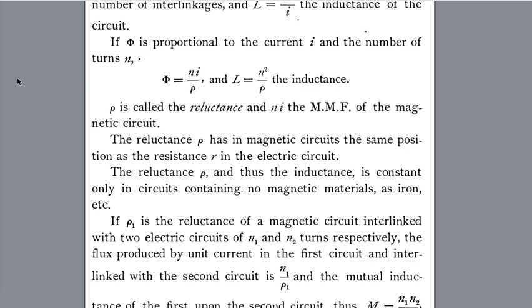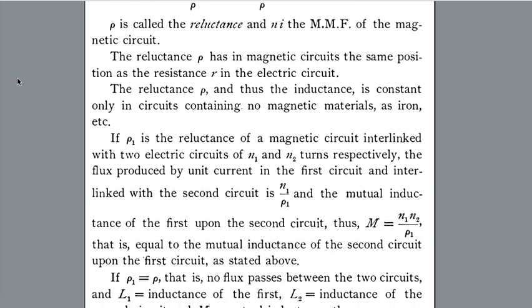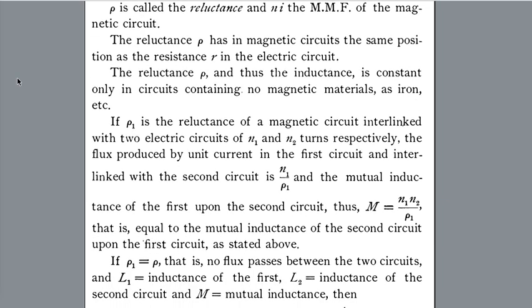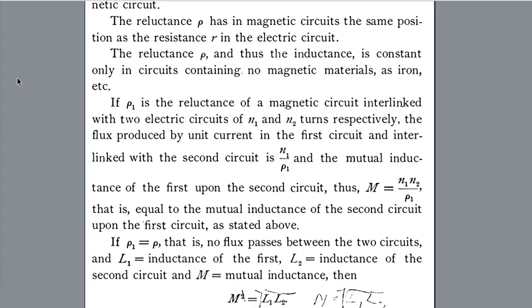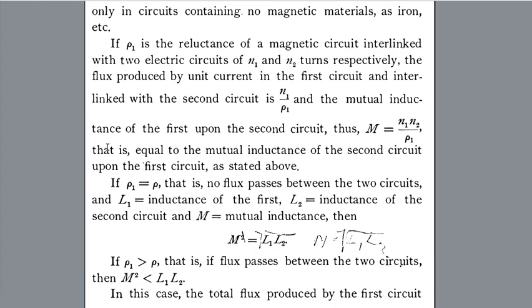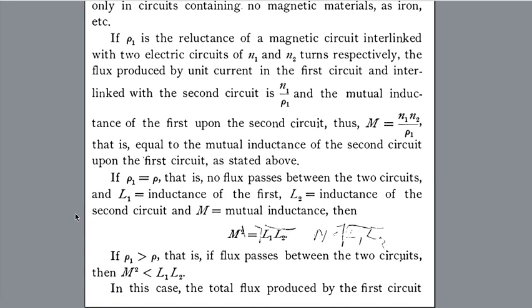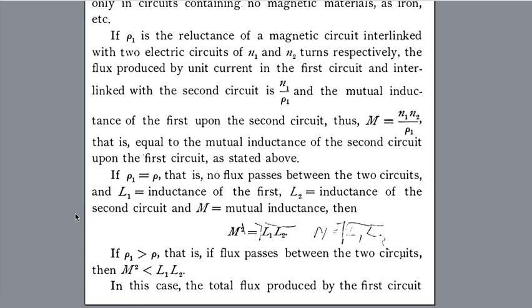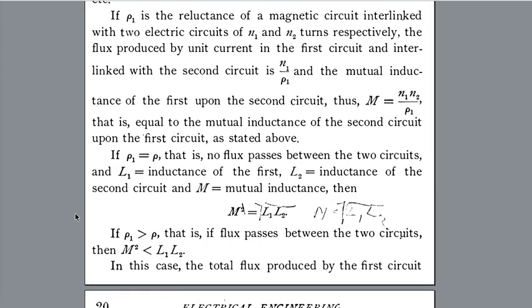If ρ1 is the reluctance of a magnetic circuit interlinked with two electric circuits of N1 and N2 turns respectively, the flux produced by unit current in the first circuit and interlinked with the second circuit is N1 divided by ρ1, and the mutual inductance of the first upon the second circuit is M equals N1 times N2 divided by ρ1, that is, equal to the mutual inductance of the second circuit upon the first circuit, as stated above.